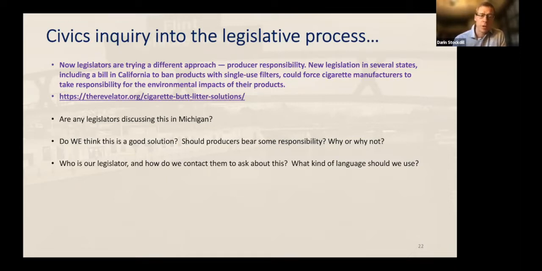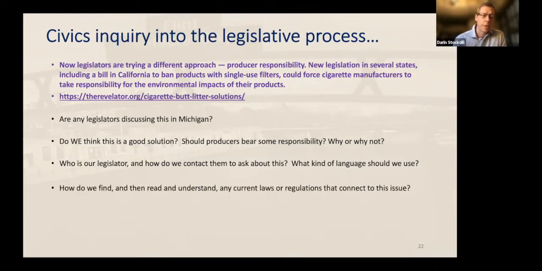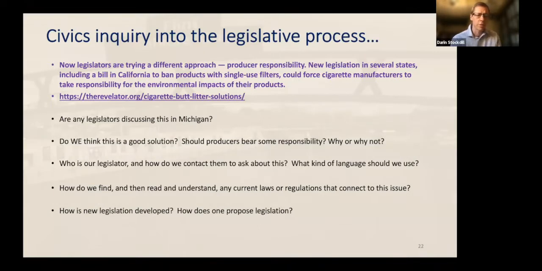Who's their legislator, and how do they contact them to ask about this? And how do you write to a legislator? How do you contact? What's sort of the right tone? What's the right format? Do you write a letter? Do you send an email? And then how would they find and understand any current laws or regulation that connect to this issue? And how is new legislation developed? So there's a lot of things that could come out of this one activity where they're picking up trash and helping to clean up a park.